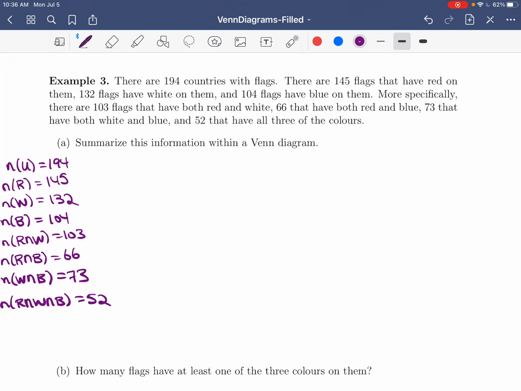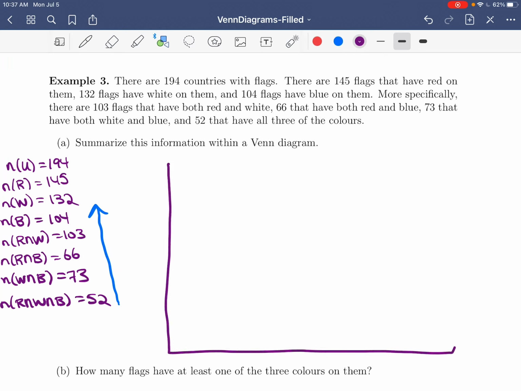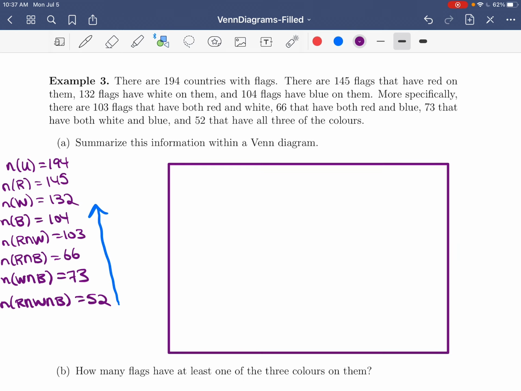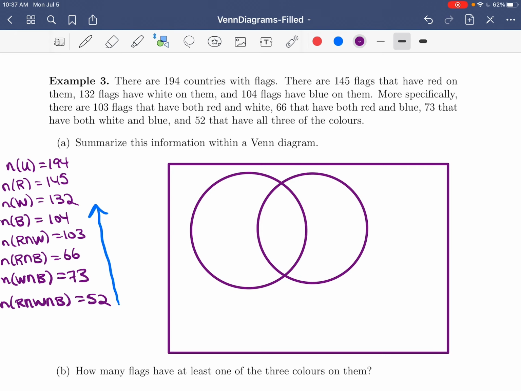Now, normally when they give you this information, they normally give it most generally and then they get more specific. So when you're filling in the diagram, you often want to go the opposite way because we want to start with the most specific stuff and then get to the more general stuff. Okay, so I'm going to make my Venn diagram. And I need three circles this time. So this is red, white, and blue. Again, we divide into 8 regions.